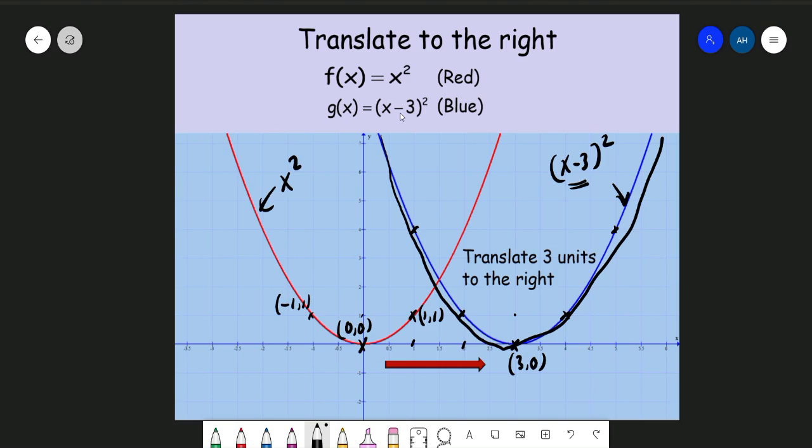The shape of the graph is still the same. The orientation is still the same, meaning it's opening upwards, and the size is still the same, just that the graph is moved. Instead of having the minimum at (0, 0), now the graph has its minimum at (3, 0). Everything is the same except the position, which has changed. So that's what happens if we subtract 3 in the bracket: the graph will move to the right 3 units.